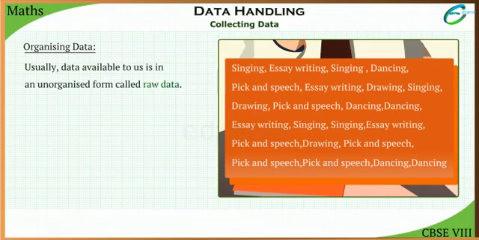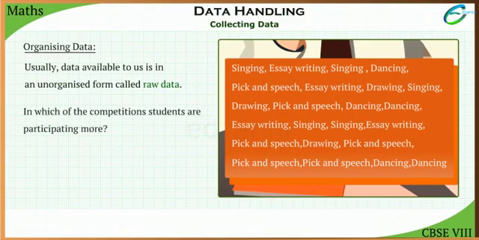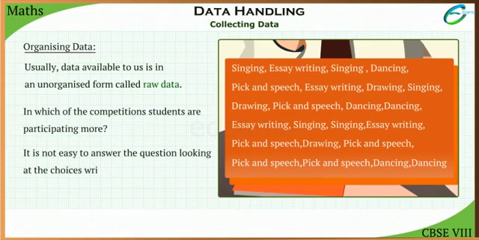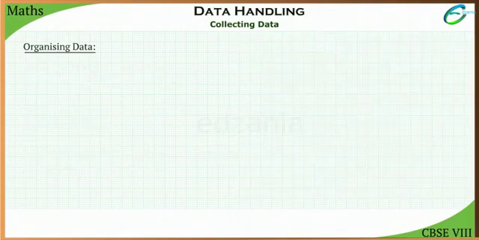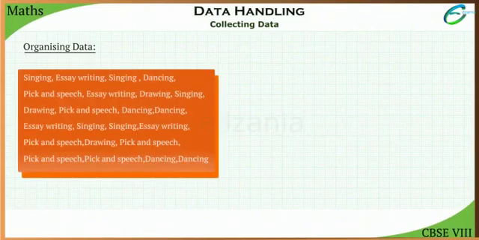Now, by looking at this raw data, can you tell me in which of the competitions students are participating more? It is not easy to answer the question looking at the choices written haphazardly. As we discussed earlier, if the data is in unorganized form, the interpretation will be difficult. So we need to organize the data in a systematic manner to draw meaningful inferences. Now let us learn how to organize the unorganized data.